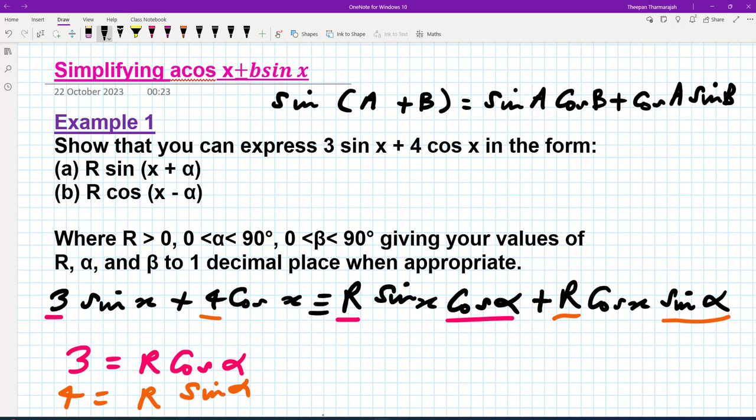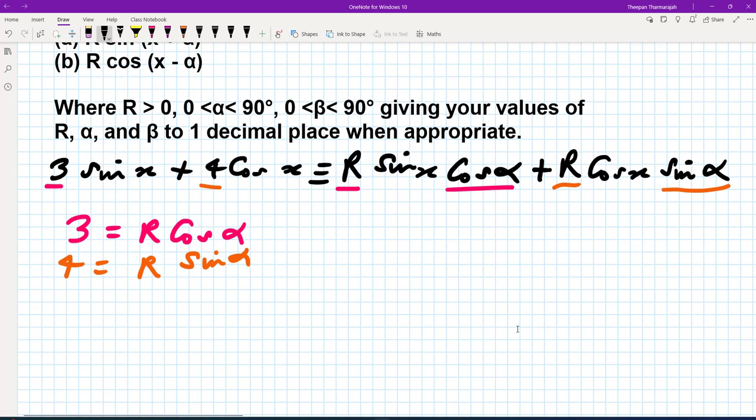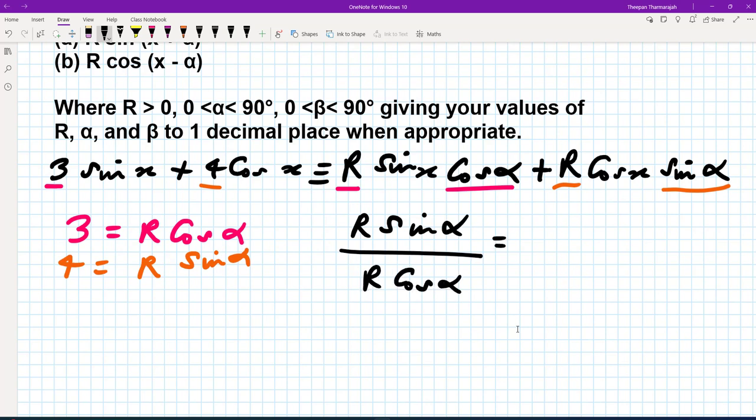So what we can do from there is to say, well, if I was to do r sin alpha divided by r cos alpha, that would give me tan alpha. So from there I can say that tan alpha, we know what r sin alpha is, that's going to be 4. And we know that r cos alpha is going to be 3. So we get that tan alpha is 4 over 3.